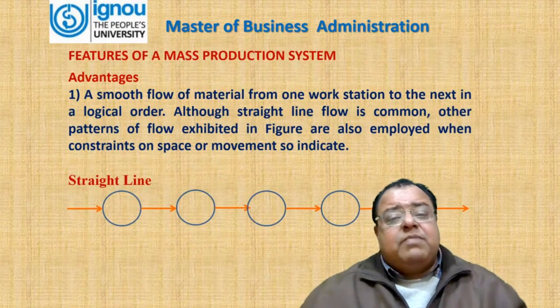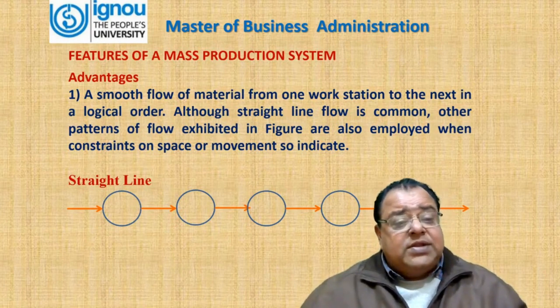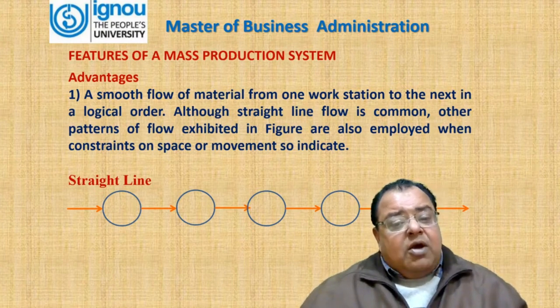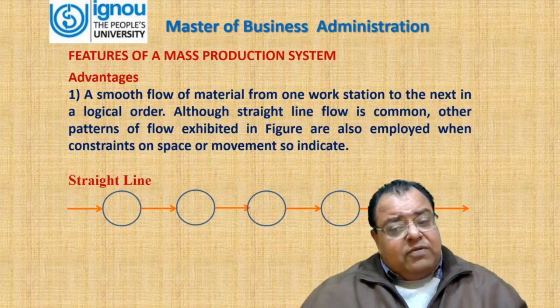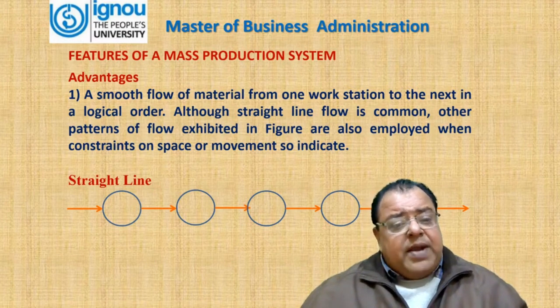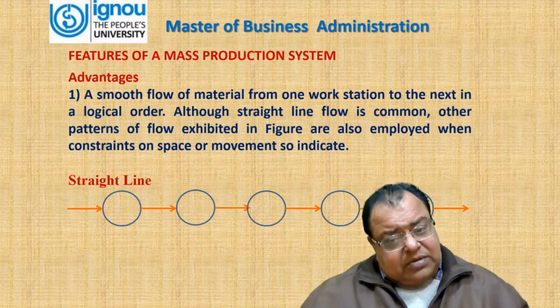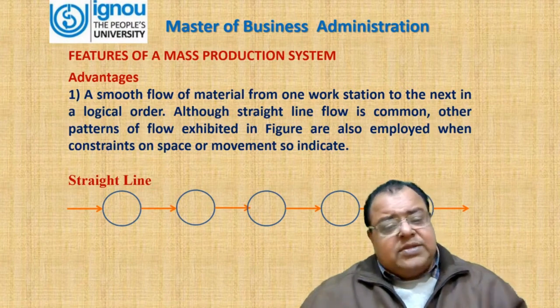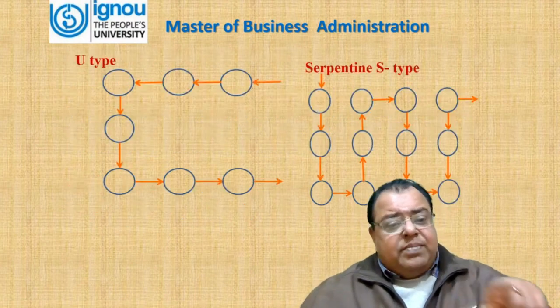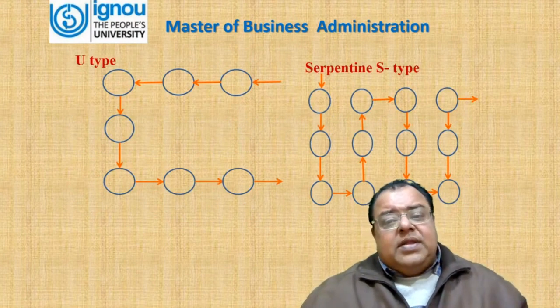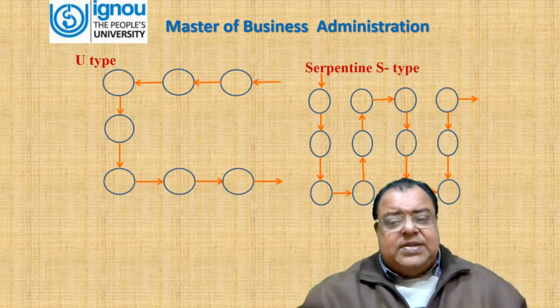What are the features of mass production system? Advantages: a smooth flow of material from one station to the next in a logical order. Although straight line flow is common, other patterns of flow exhibited in the figure are also employed when constraints of space or movement are there. Straight line, U-type, serpentine or S-type, that is zigzagging.